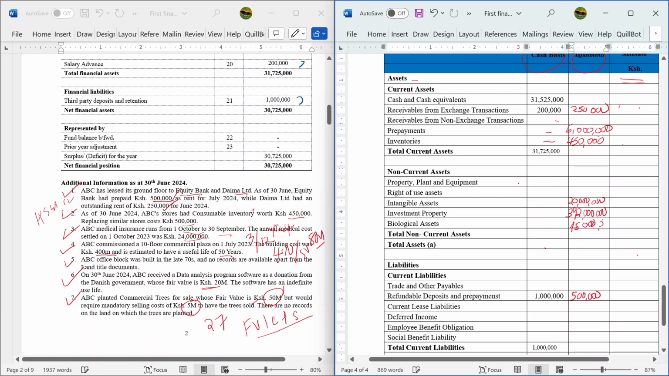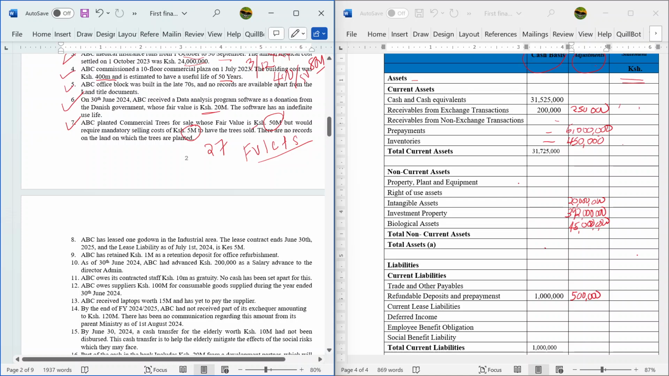Remember, there are many types of biological assets, but the only exception is that, yes, trees are biological assets, but bearer plants will be recognized under property, plant and equipment. All other biological assets will be recognized under biological assets. So the IPSAS is IPSAS 27.